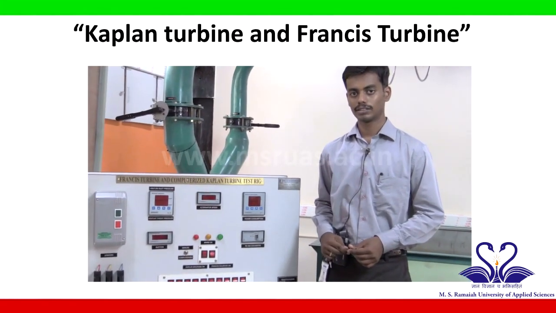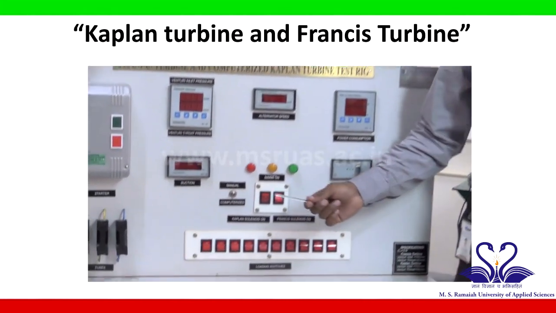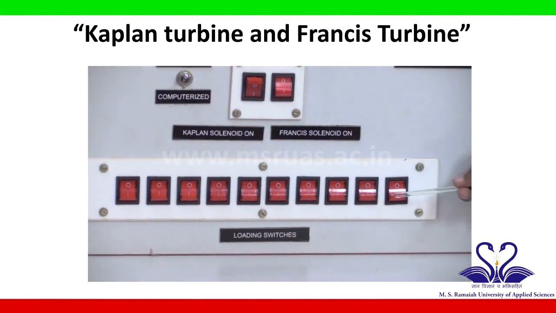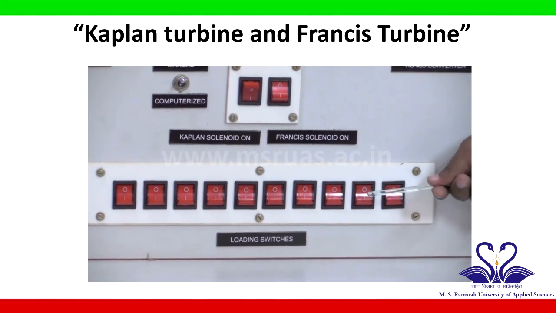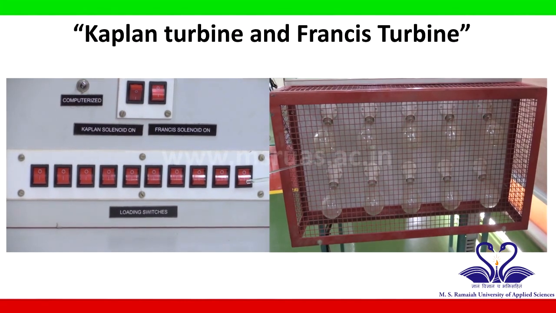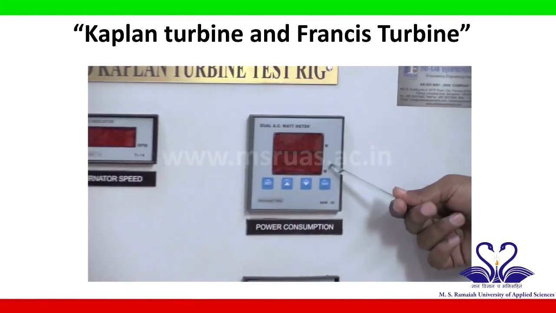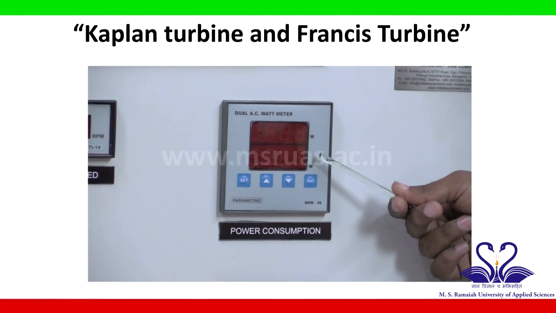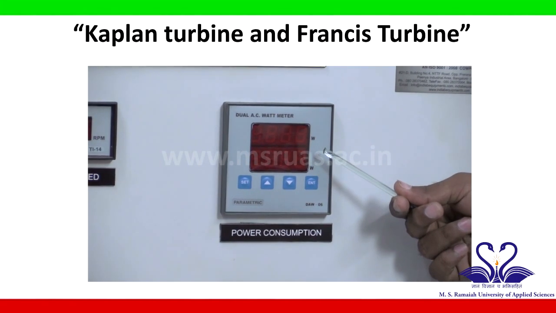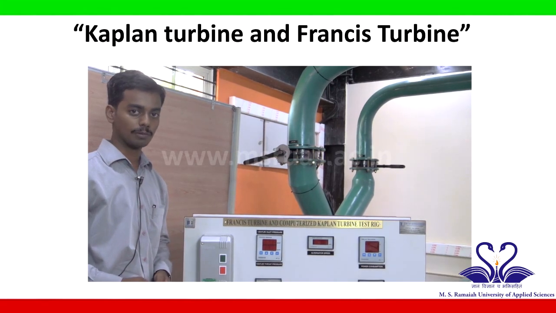As we know, there are incandescent bulbs which are connected to the alternator. We can switch on the 10 incandescent bulbs over here. Once a few bulbs are switched on, the relevant power that the bulbs are extracting can be indicated over a watt meter here. Here the readings will be in terms of watts. This is nothing but the power output from the turbine. Now let us go ahead and conduct the experiment.